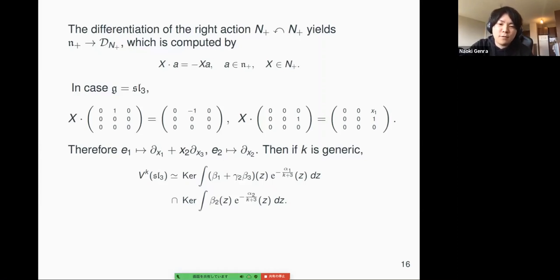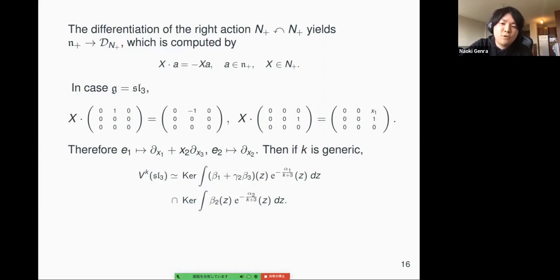our original homomorphism embeds SL3 into beta gamma tensor 3 times Heisenberg, as a kernel. If k is generic, it coincides with the kernel of one screening operator and the other screening operator. You see that the exponential is the first one, alpha 1, and the second one, alpha 2, but the coefficient part comes from the right action for E1 and E2. You see beta 1 plus gamma 2 beta 3 comes from the affinization of the differential representation of E1, and beta 2 comes from this derivation x2.